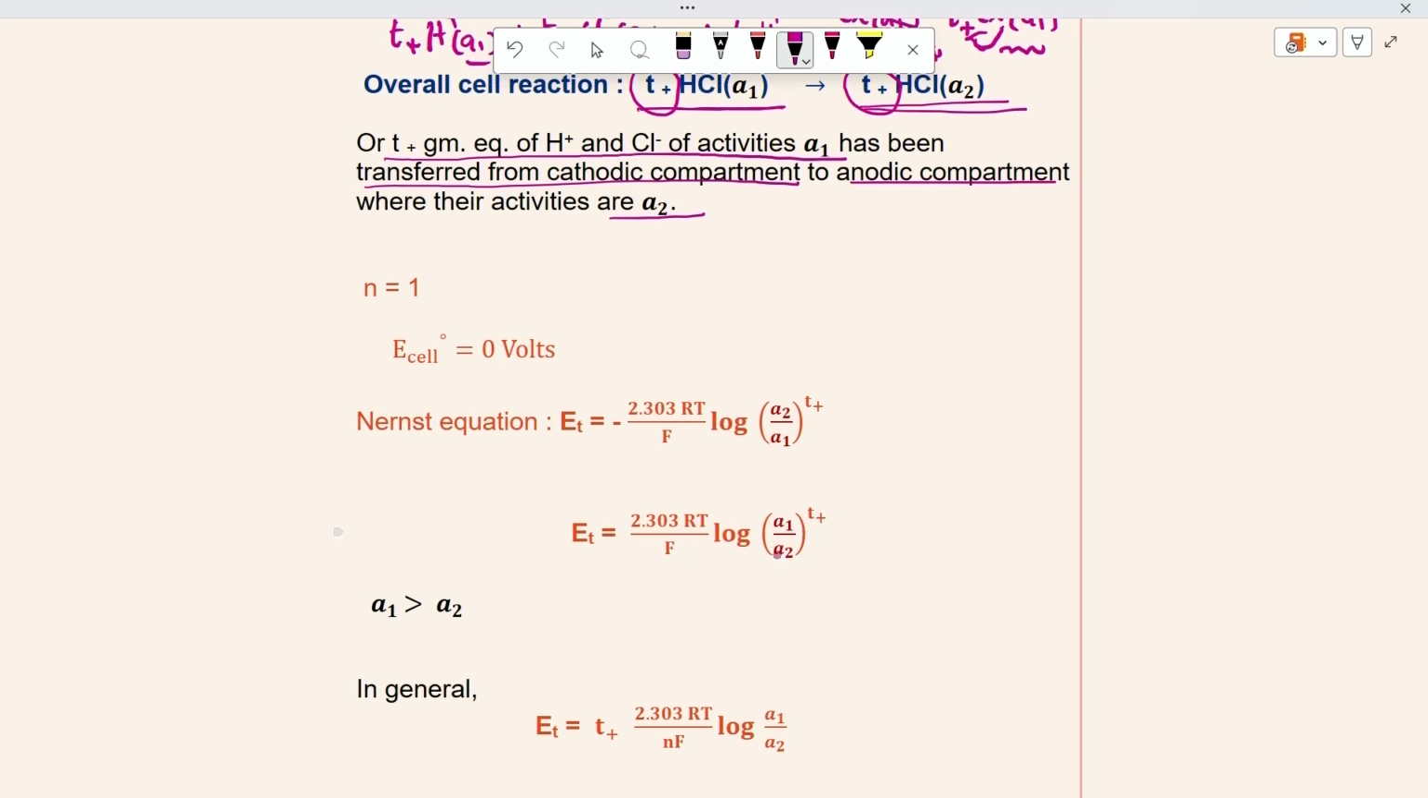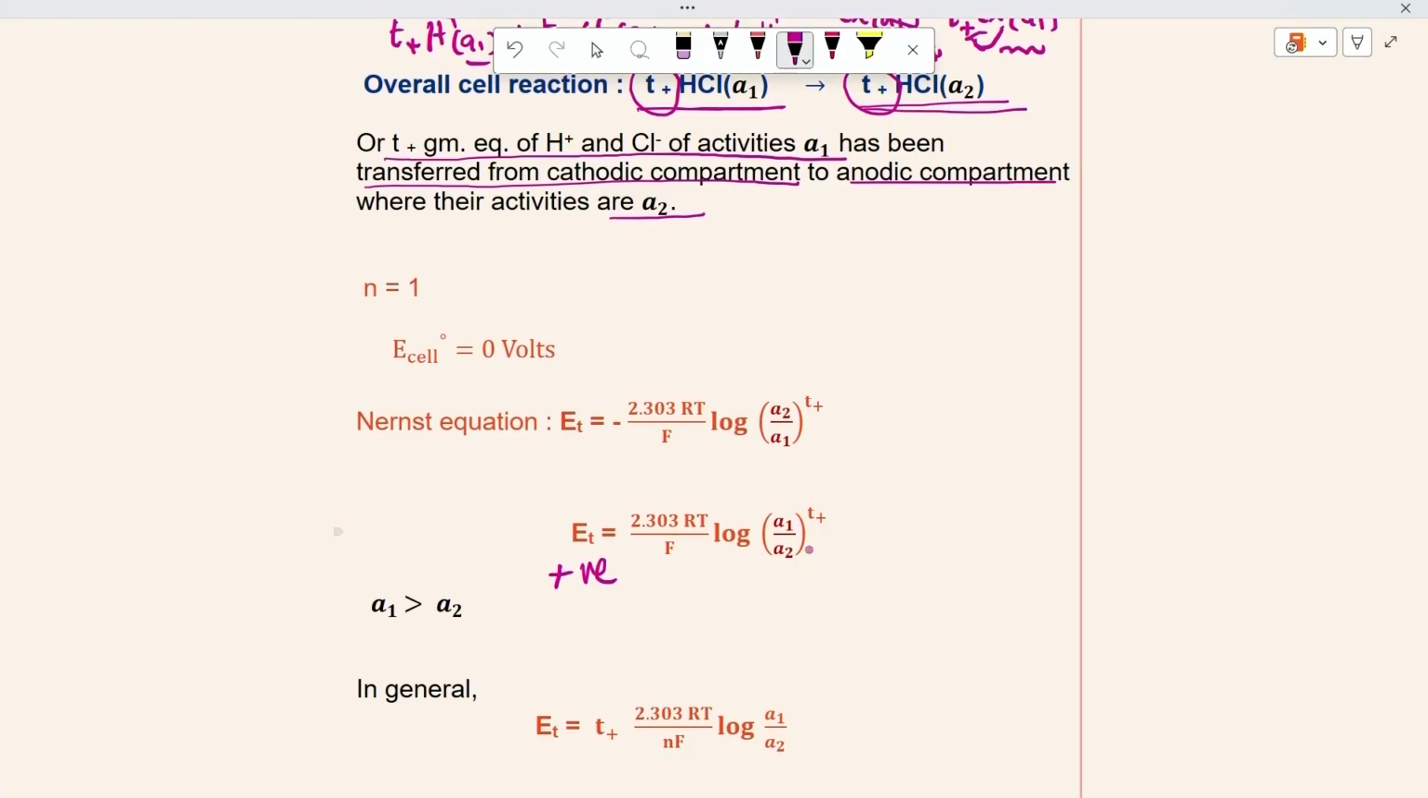raised to t+. Now, again, for this EMF to be positive, only if EMF is positive will there be electrical energy derived from the cell. Now, if that has to be positive, the numerator should be greater than the denominator in the log term, or you can say that a1 is greater than a2. What is a1? That is the concentration of HCl in the anodic compartment, which should be greater than the concentration of HCl in the cathodic compartment. Only then will that be positive.